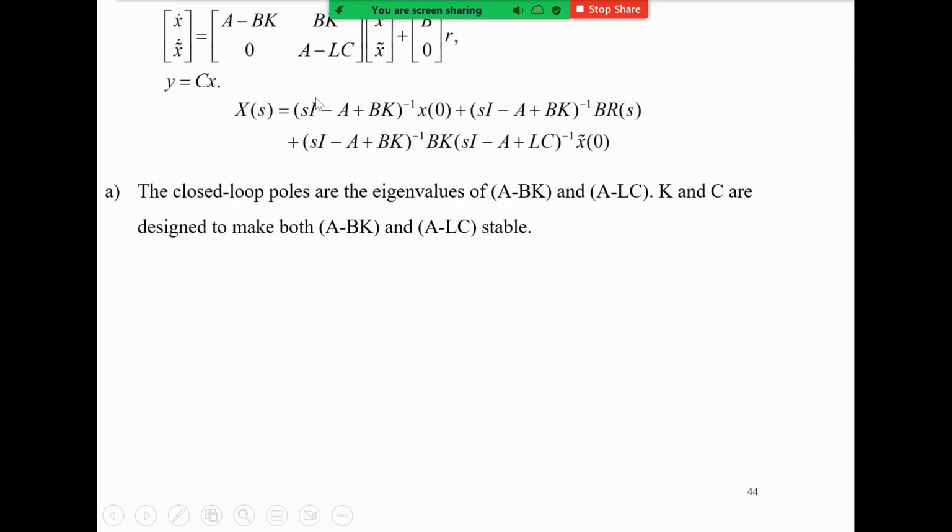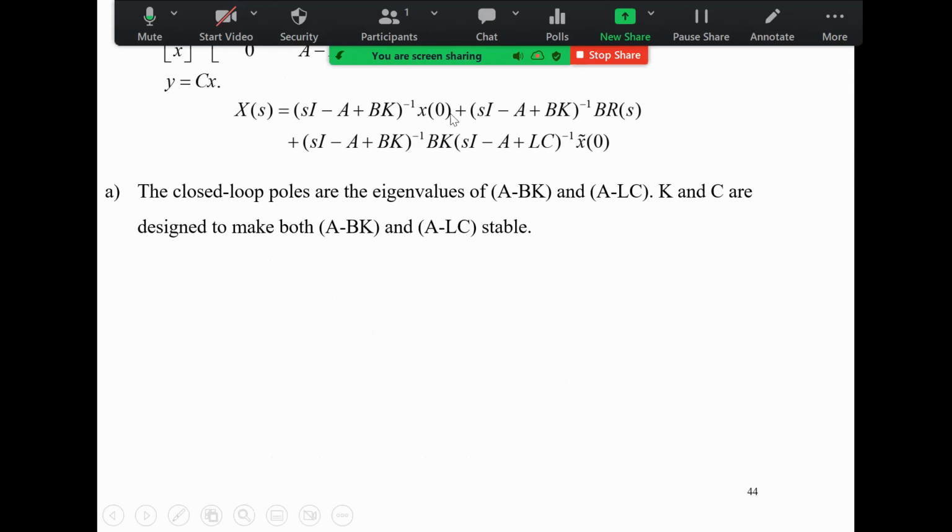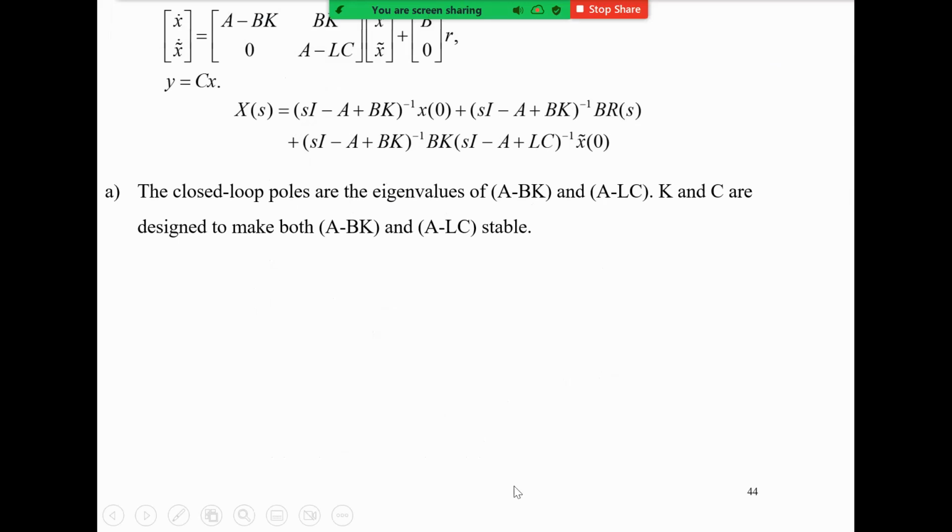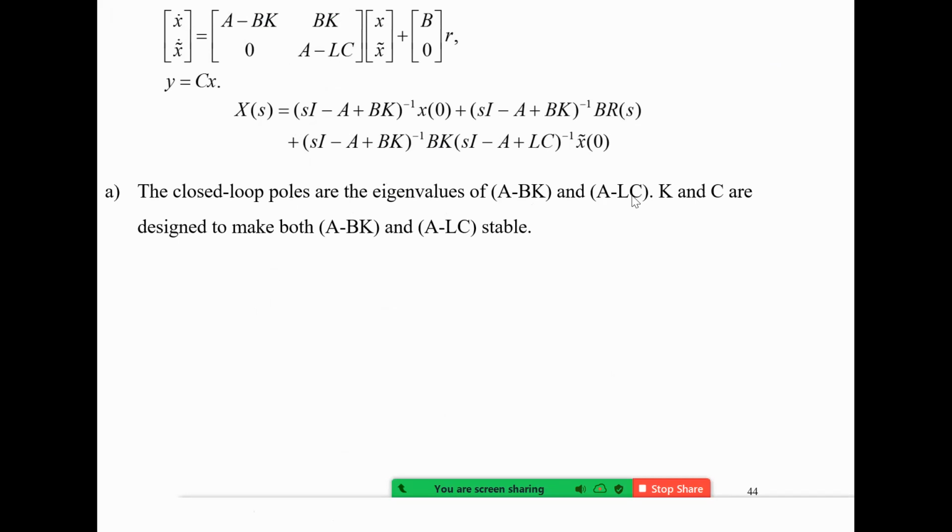We know the closed loop poles will be the eigenvalues of A minus Bk and A minus LC, right? So as long as those two matrices are stable, then we know this term will go to 0. Of course, we are going to design K to make A minus Bk stable, and also place the poles of A minus Bk at the desired ones. And we also design L to make the poles of A minus LC stable.